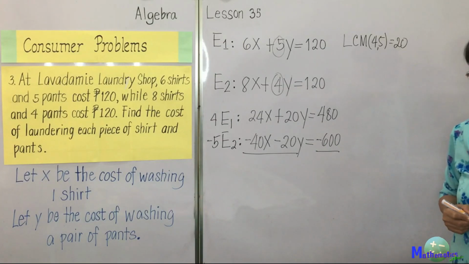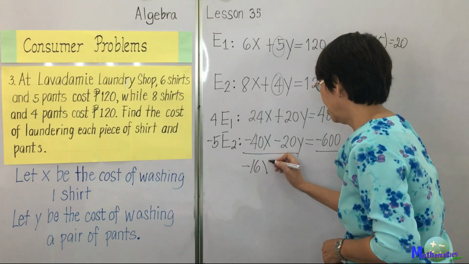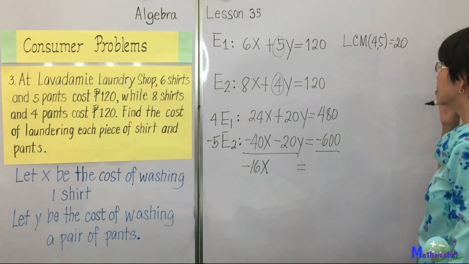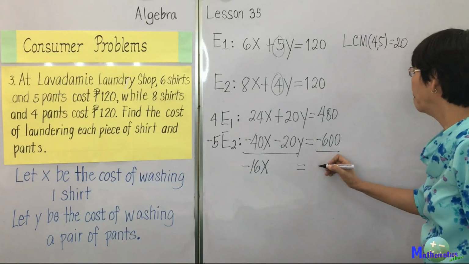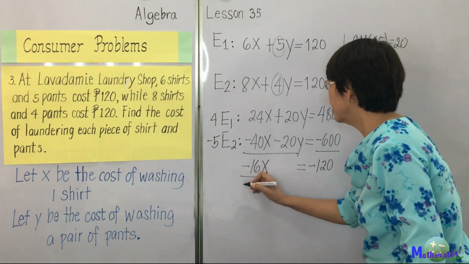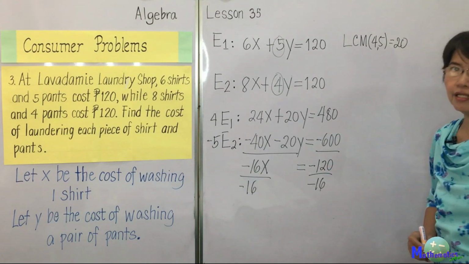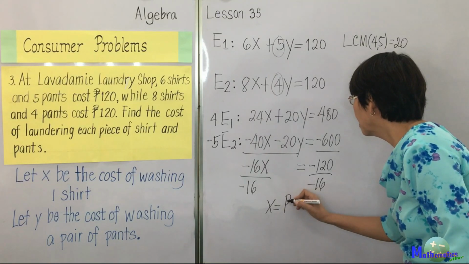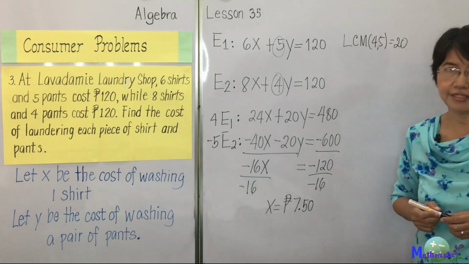Then we add the two equations, and we have negative 16x. This is 0. And then it's equal to negative 600 minus 480, negative 120. And divide both sides by negative 16. We have x is equal to 7 pesos and 50 centavos.